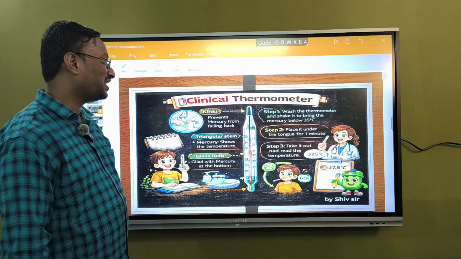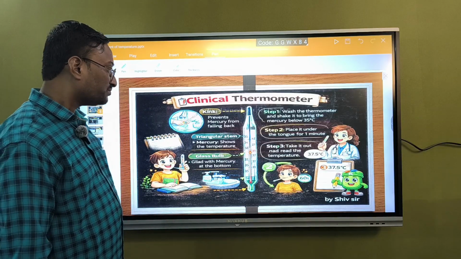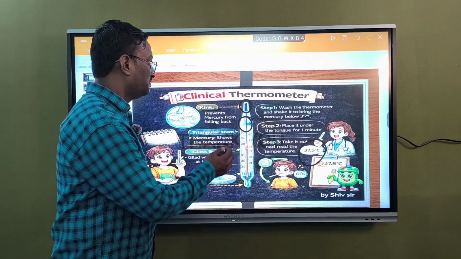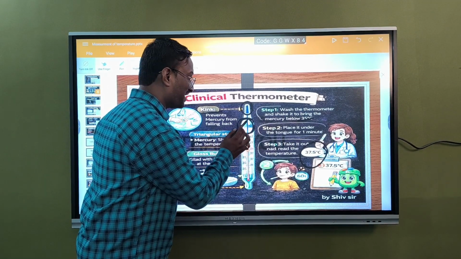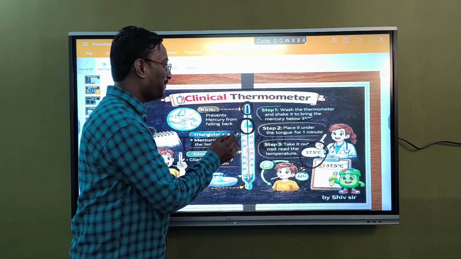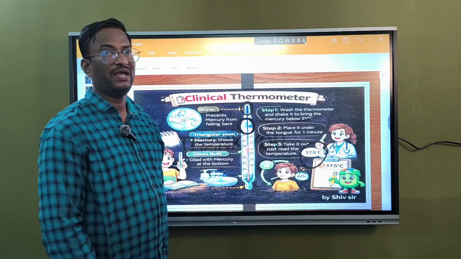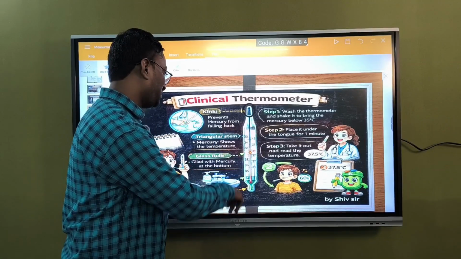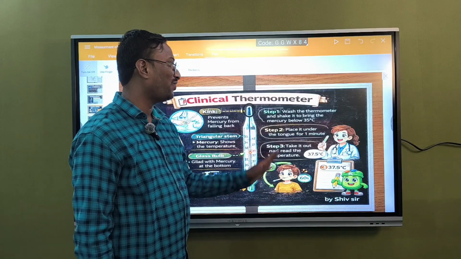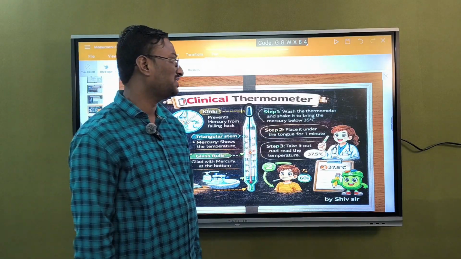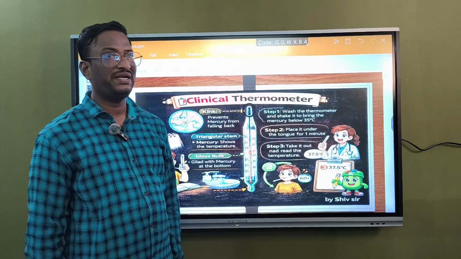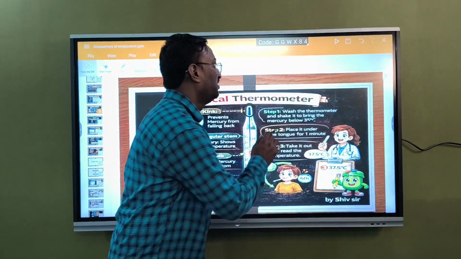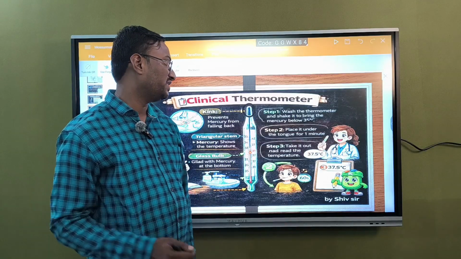So what is a clinical thermometer? See here. The clinical thermometer will have a kink. This part we call the kink, which prevents mercury from falling down. So mercury will not fall down if it has a kink. Already the triangular stem and glass tube, everything we have discussed. What are the steps in the case of a clinical thermometer? First step is to wash the thermometer and shake it to bring the mercury level to 35 degrees centigrade. The mercury should be at 35 degrees centigrade.